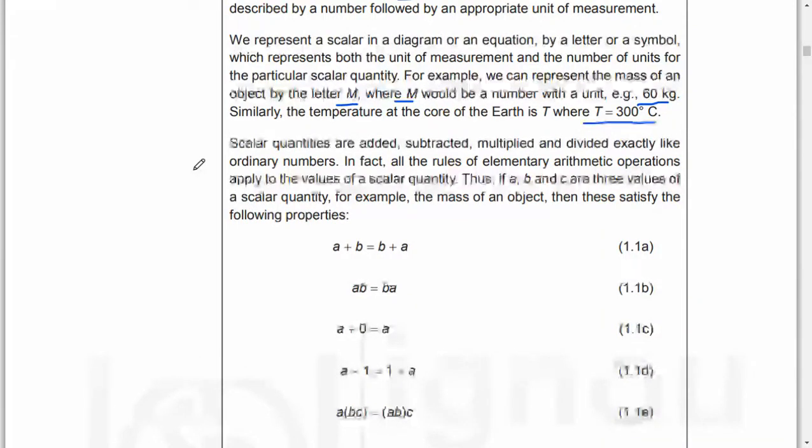In fact, all the rules of elementary arithmetic operations apply to the values of a scalar quantity. Thus, if A, B, and C are three values of the scalar quantity, for example, the mass of an object, then these satisfy the following properties.